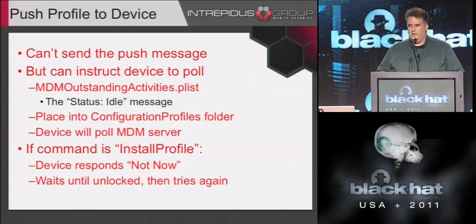If I mentioned you can't install a profile when it's locked. If you try to install a profile when it's locked, the device sends back a response to the server. Instead of status idle or status acknowledged, it says status not now. It says, I can't do that right now, I'm busy, I'm locked. When that happens, the client sets that aside and remembers, and it puts a little file there called MDM outstanding activities.plist, which is literally just a status idle message. It puts that in the folder, and as soon as you unlock it, it will say, hey, wait, I've got stuff that I still need to do, and it'll connect to the server.